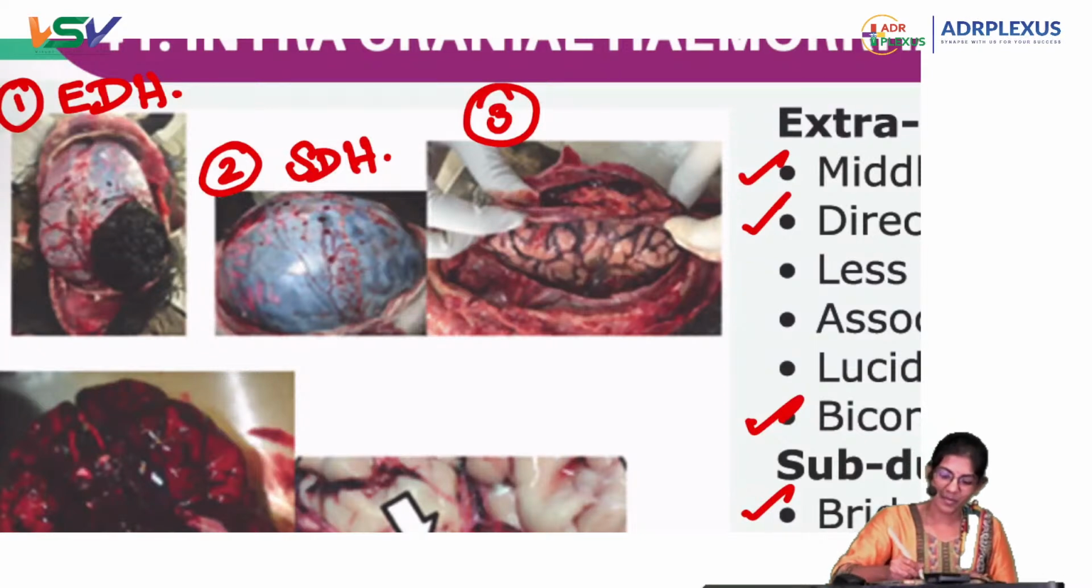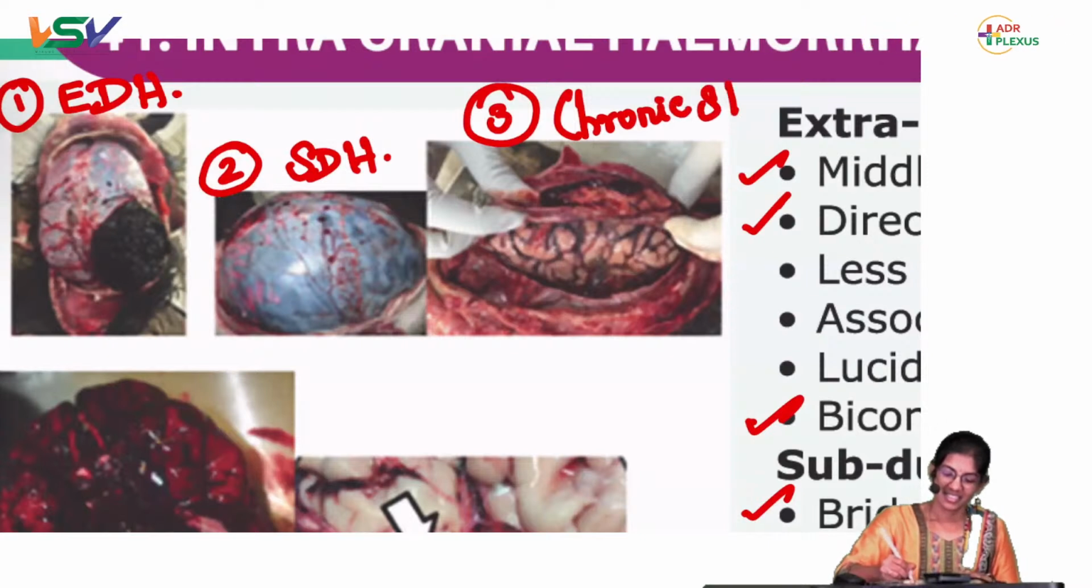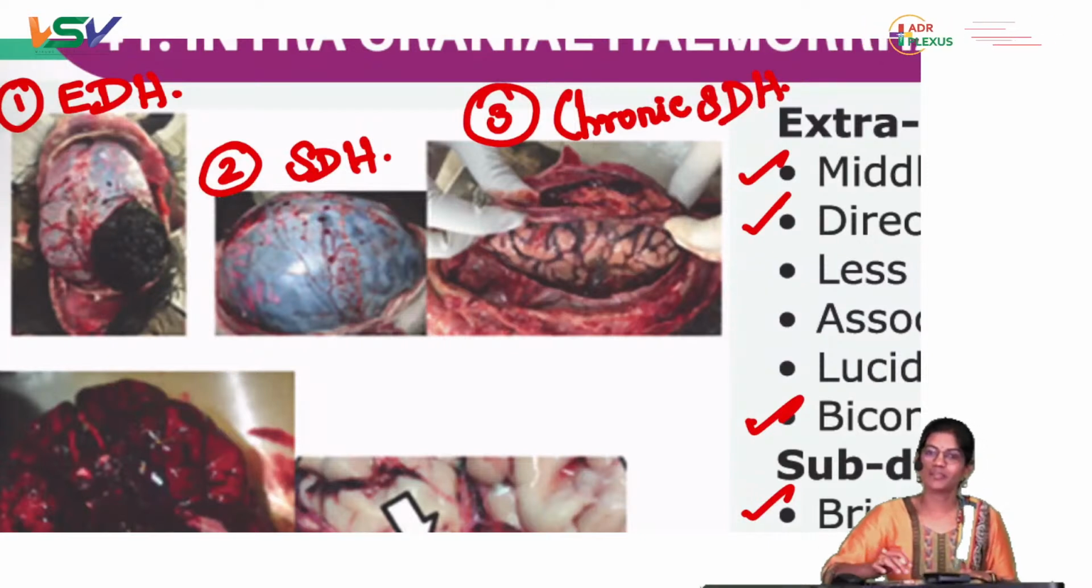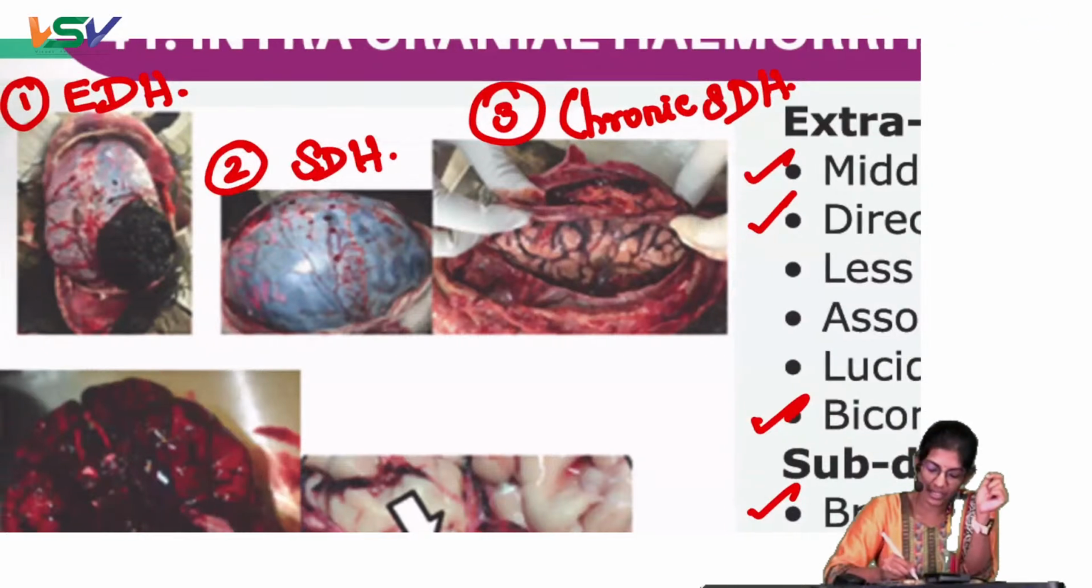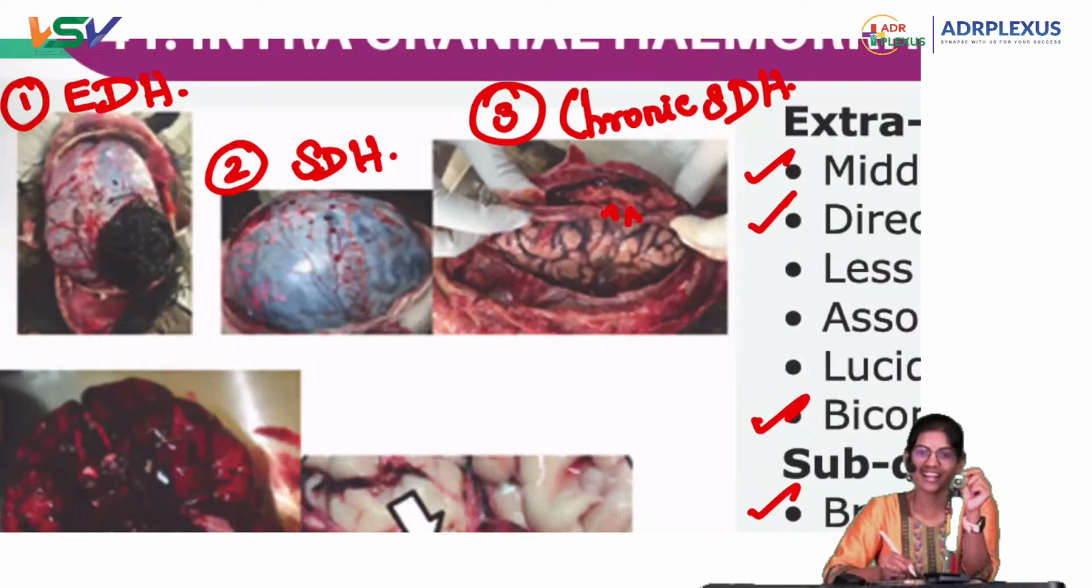It is again a subdural. It is a chronic subdural hemorrhage. A chronic subdural hemorrhage tends to get encapsulated. Because of the repeated trauma, you can see areas of healing, which are pale areas. Here you are able to see pale areas, and at the same time, there are areas of fresh bleeding also.